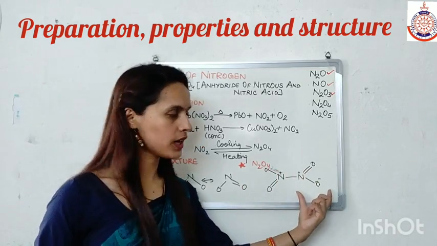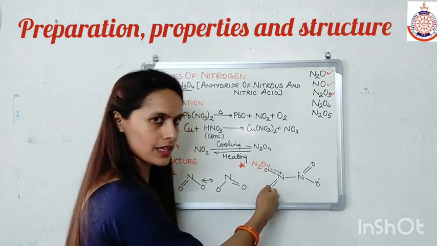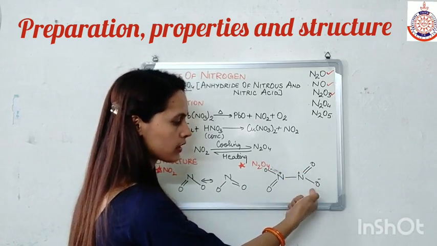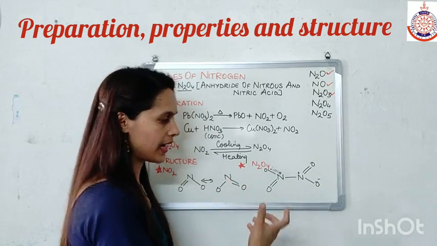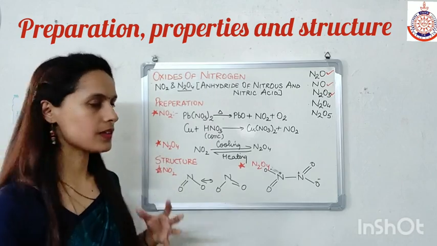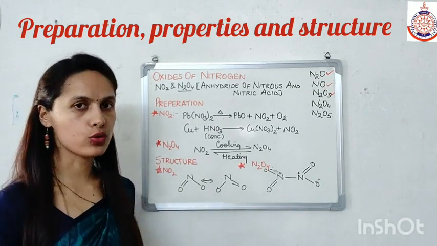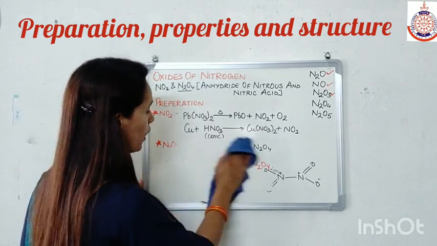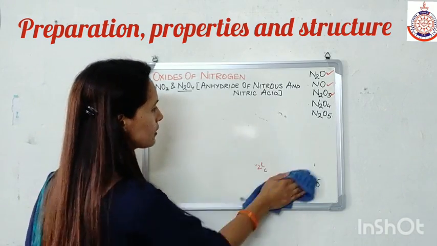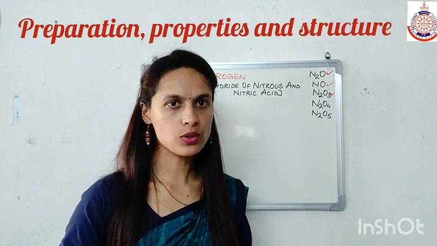We can write one more resonating structure in which we change the bond here as well as here. Double bond, single bond, single bond. In the next figure we can write double bond and single bond, single bond. So these are the structures of these two compounds, that is NO2 and N2O4. Now we'll talk about the properties of these two compounds.